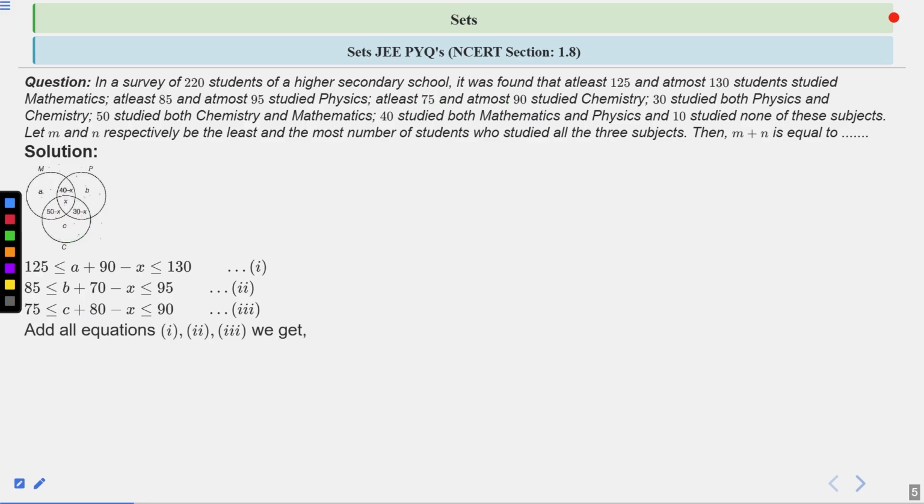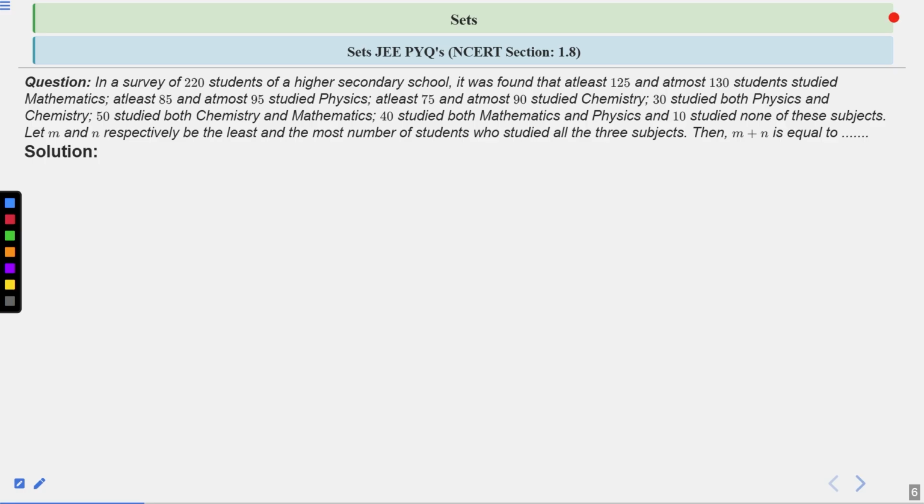Now what we are doing is simply adding all the inequalities, and what we are getting is, on the left hand side, 285 is less than or equal to a plus b plus c plus 240 minus 3x, less than or equal to 315. And from here, just rearranging some terms, we get 45 less than or equal to a plus b plus c minus 2x minus x, less than or equal to 75.